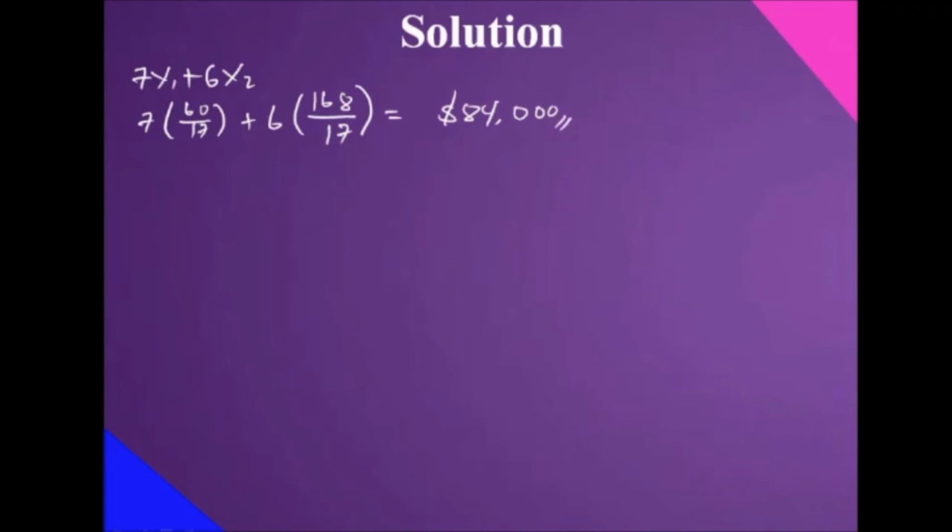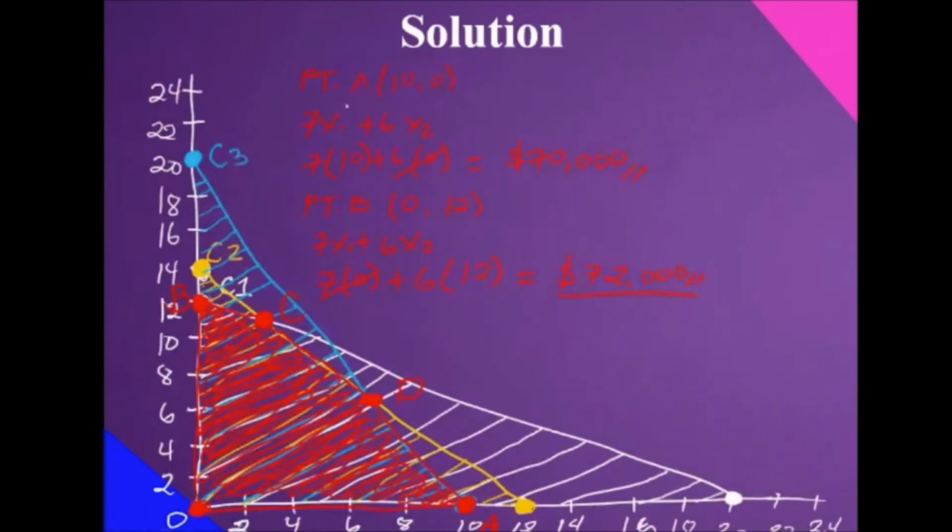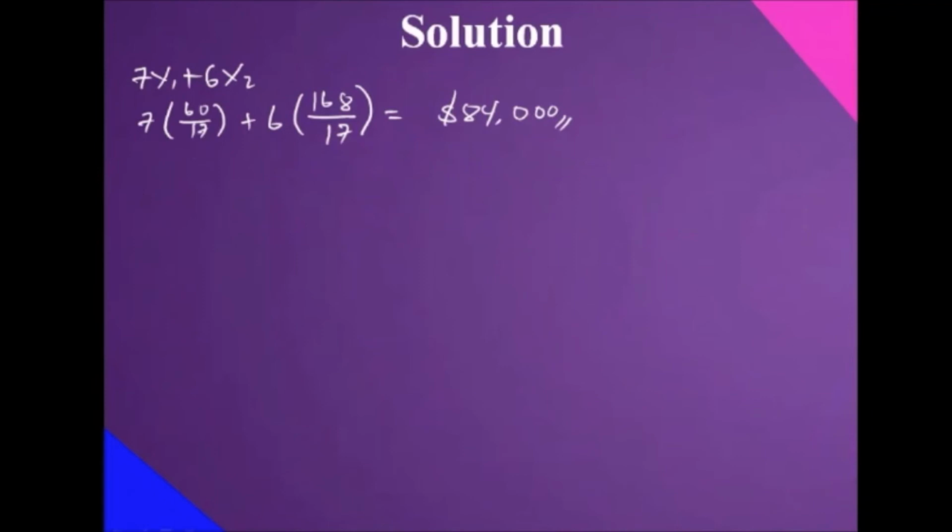Now, which is highest, A, B, or C? Sabi natin sa A, 70,000. Sa B, 72,000. Pareho silang mas maliit compare kay point C na 84,000. So far, we have the highest point, point C na 84,000. Sige, for point D naman tayo.